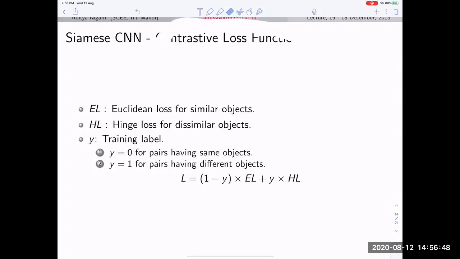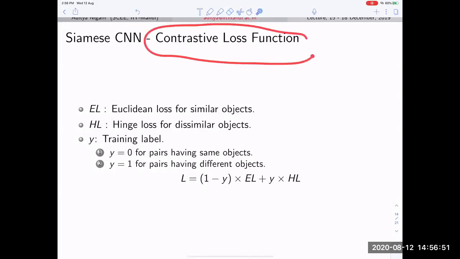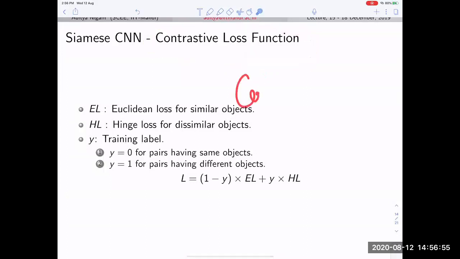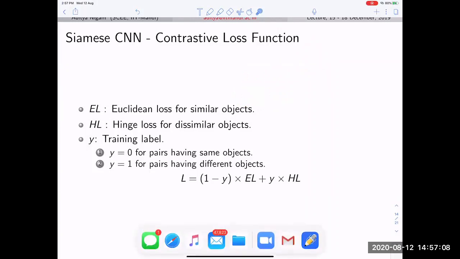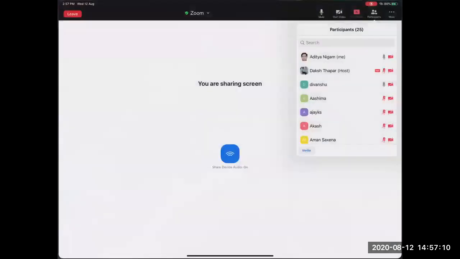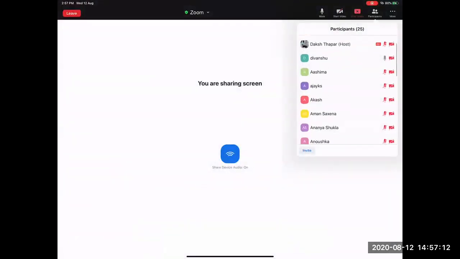Why such contrastive networks probably are not properly being trained several times or not converging? Can you give any intuition behind that? Sir, no, I am not able to think at this moment. Okay. Anyone who wants to say? Is there anyone who wants to say?